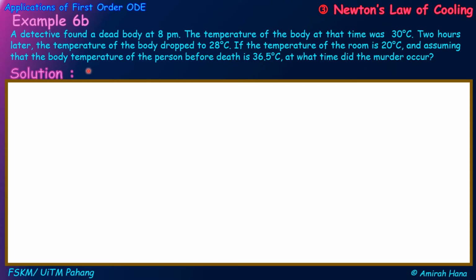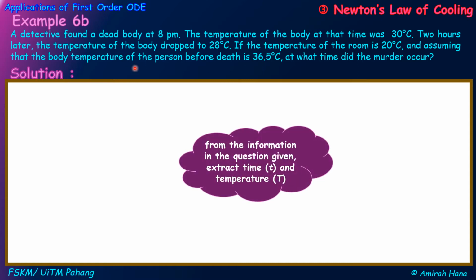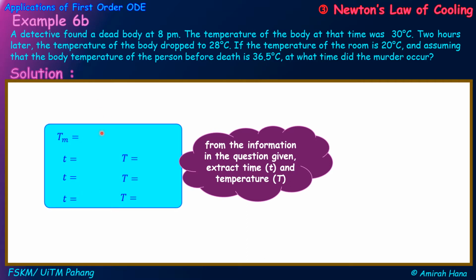To solve this problem, first, we need to extract all the information. From the information given in the question, we extract time, small t, and temperature, capital T. So we extract time and temperature of room. Now we check one by one. Found a dead body at 8 p.m.